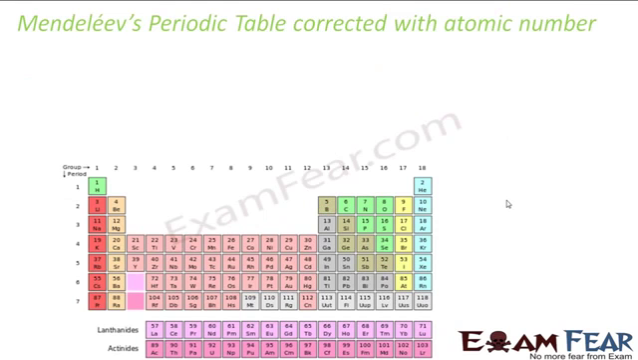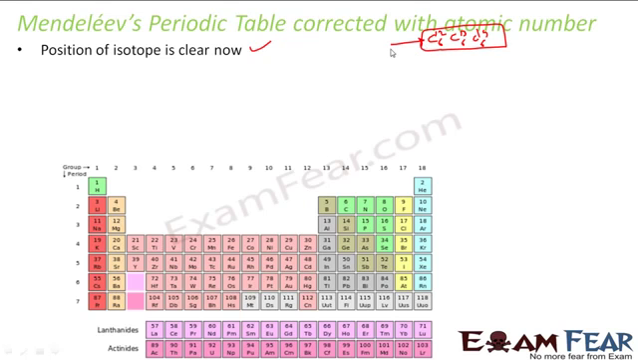But just understand what atomic number did with the Moseley periodic table, right? It corrected everything. The first thing is that the position of isotopes is clear now. Why? Because isotopes all have the same atomic number. For example, C6, right? You have 12, 13 and 14. But all of these have the same atomic number, and since they have the same atomic number, there will be only one place for carbon, correct? Since it is no longer based on atomic mass, there is no confusion about isotopes.